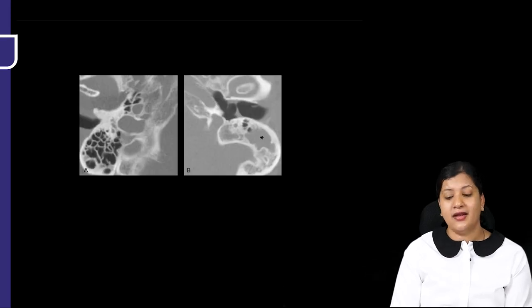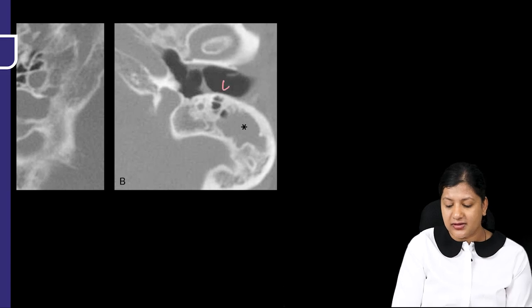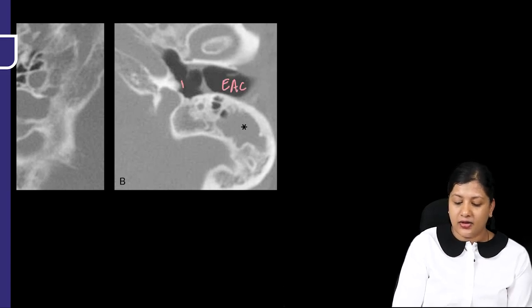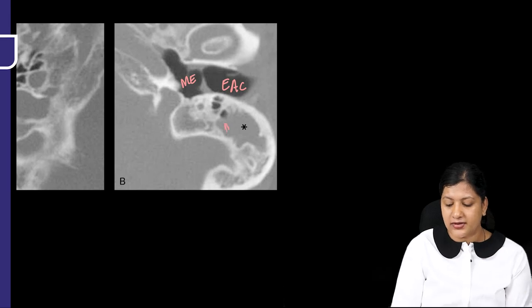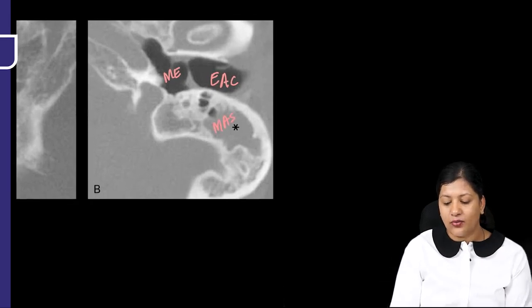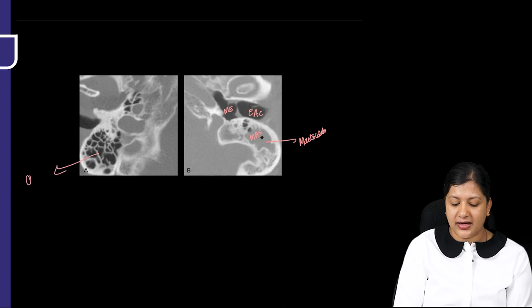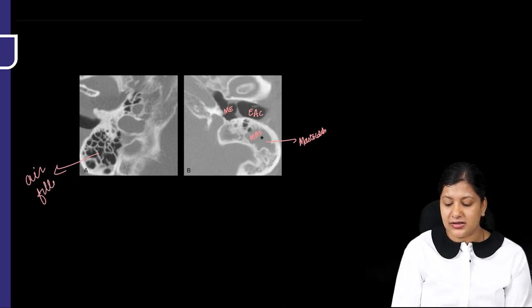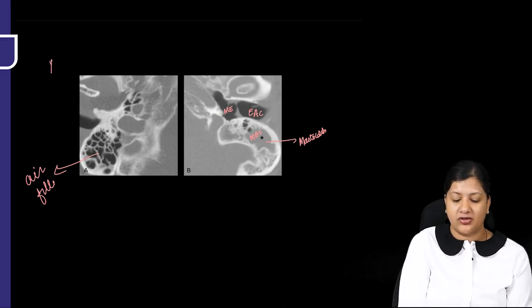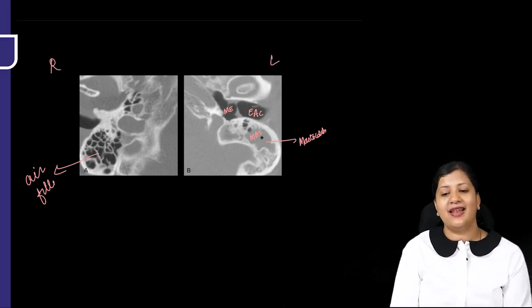Now let us see another image. Now this is your external auditory canal leading to the middle ear. This is your mastoid air cells. What is definitely understood from the image, you can see that there is haziness, so there is definitely mastoiditis. Now when we compare it to the opposite side, which is air filled, we say that this is a left-sided mastoiditis. So this is right, this is left.